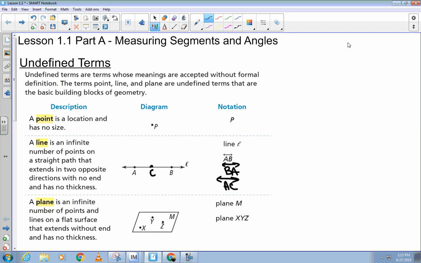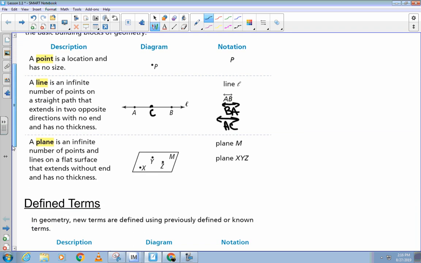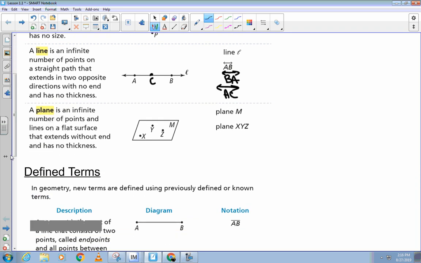Alright, so the point, the line, and then we have the plane, okay? A plane is an infinite number of points and lines on a flat surface that extends without end and has no thickness. It is like a humongous piece of paper that goes on forever, okay? Like the top of your desk is a portion of the plane. The ceiling, the wall, those are planes, okay? And they contain points and they contain lines.